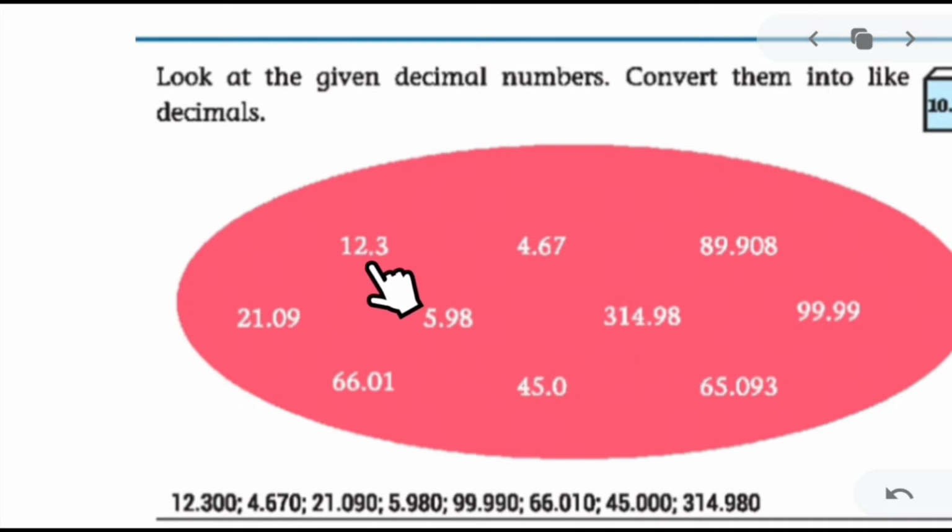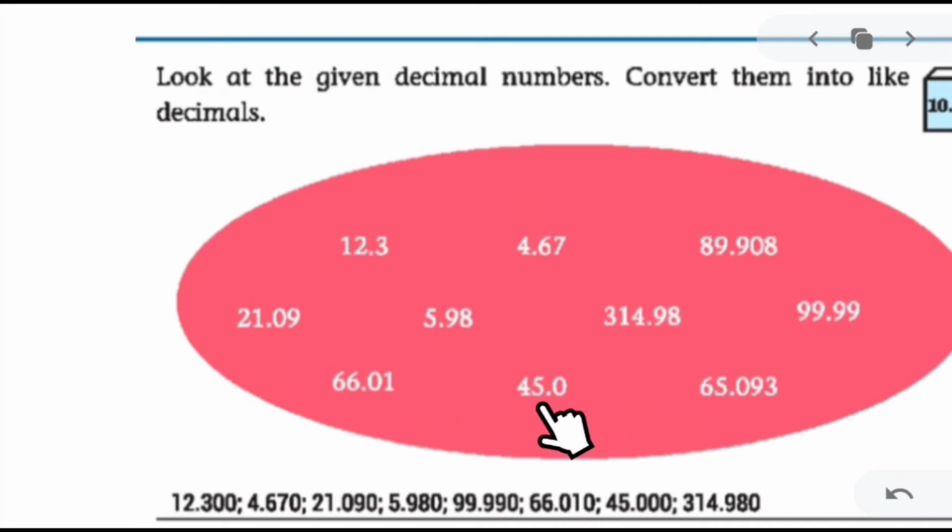First, 12.3: we add two zeros, so the decimal part has 3 digits. It becomes 12.300. Next, 4.67 already has 2 digits, so we add only one 0. Next, 21.09, yes, already 2 digits, so we add only one 0. Next, 5.98, 2 digits, add only one 0. In the same way we convert to like decimals.